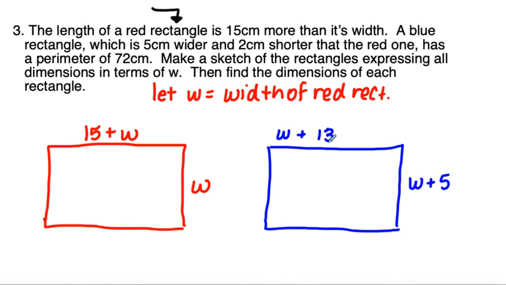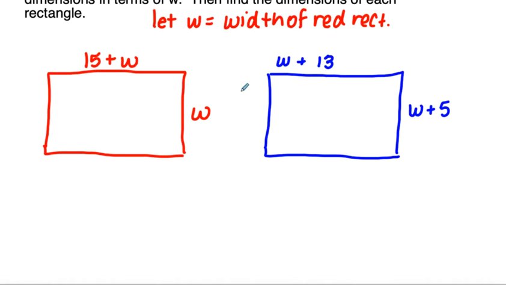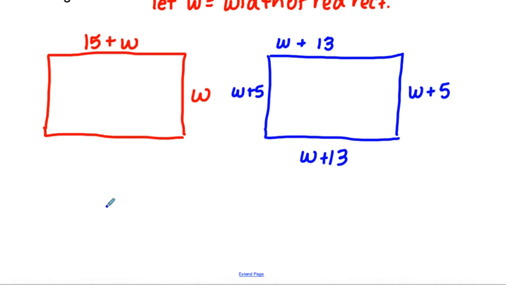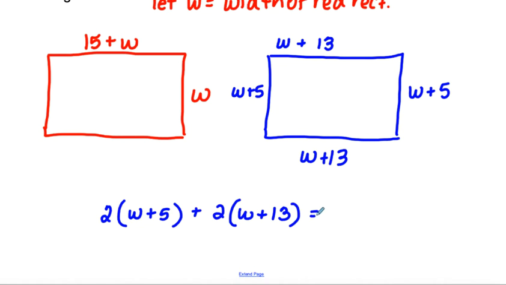Then it says that we know the perimeter of the blue rectangle. So for perimeter, we know that we have to add up all the sides or multiply each side by 2. So that would be 2 times W plus 5 plus 2 times W plus 13 would give me 72. All right, so hopefully that part makes this question a little bit clearer for you, and I'm going to let you solve it on your own, okay?